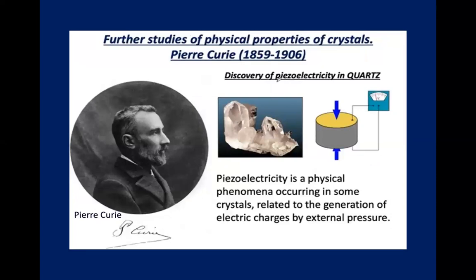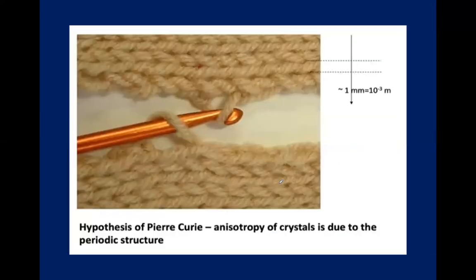Another important discovery is piezoelectricity. Piezoelectricity is a result of external pressure. External pressure causes some electricity to be produced, by external forces that put pressure on phases. That is called piezoelectricity. Some minerals like quartz are characterized by this piezoelectric property. So it is again due to anisotropy.